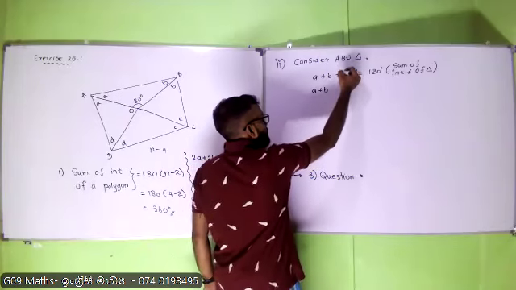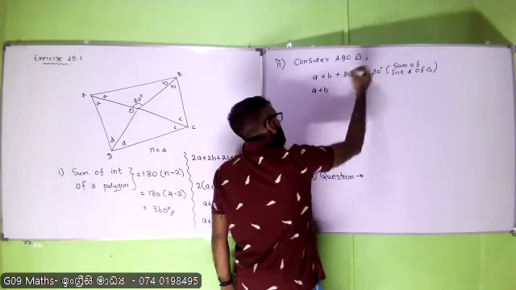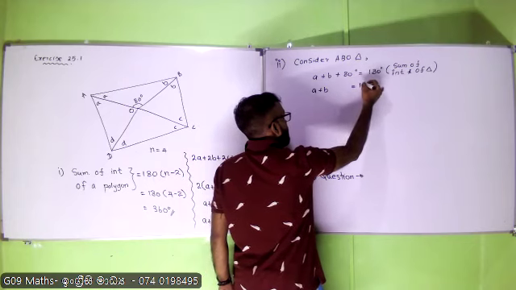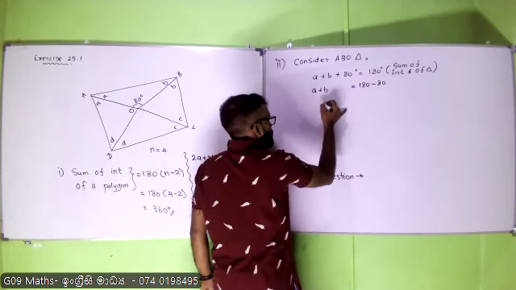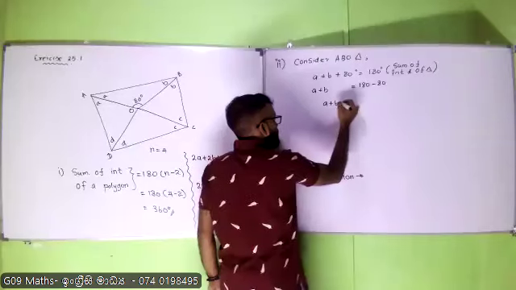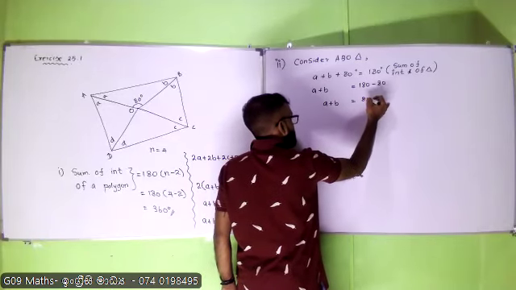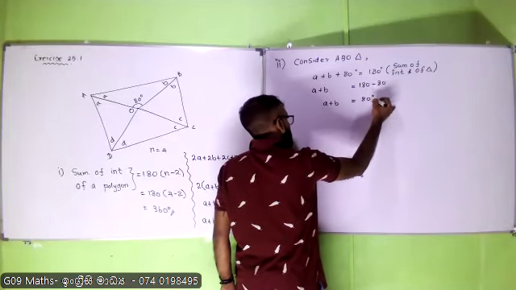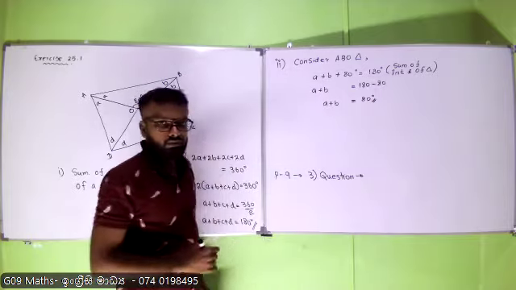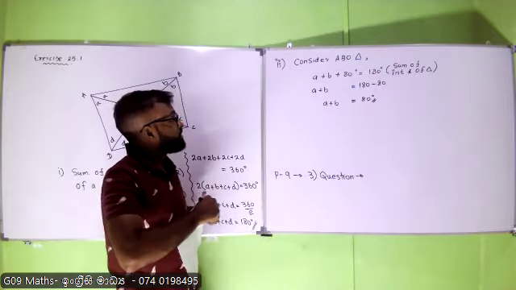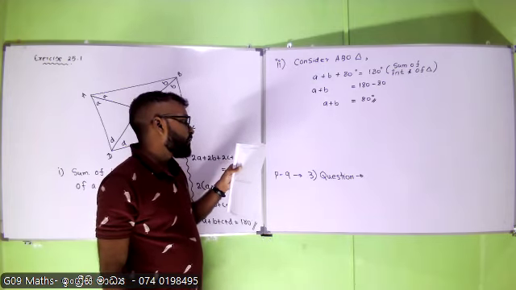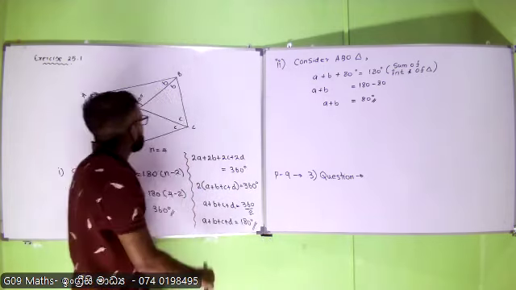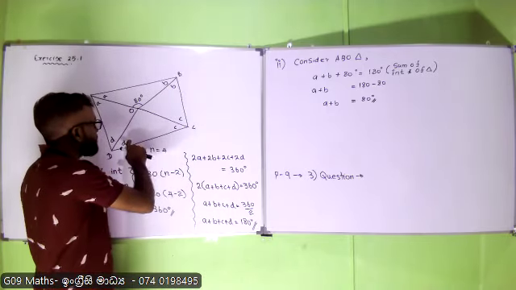A plus b is a positive addition. Take it to the other side, and it becomes negative 80. So 180 minus 80, and you can write a plus b equals 100 degrees. Okay, so that is the second one. Third one: find the value of c plus d.